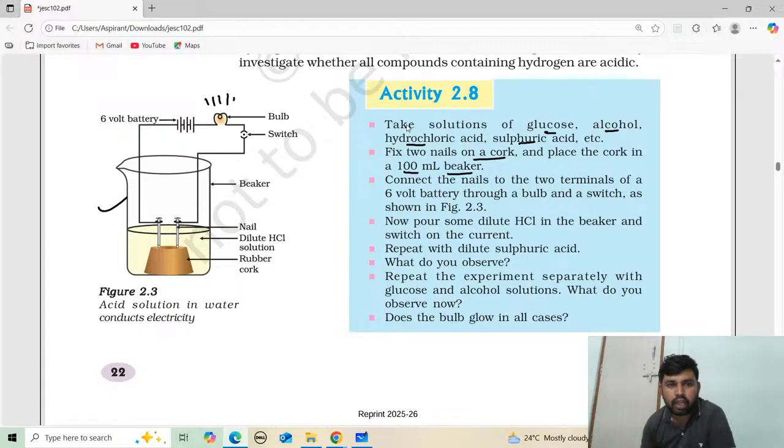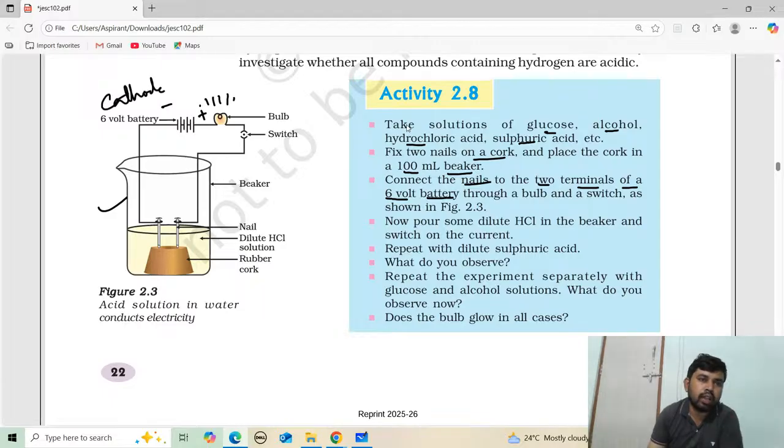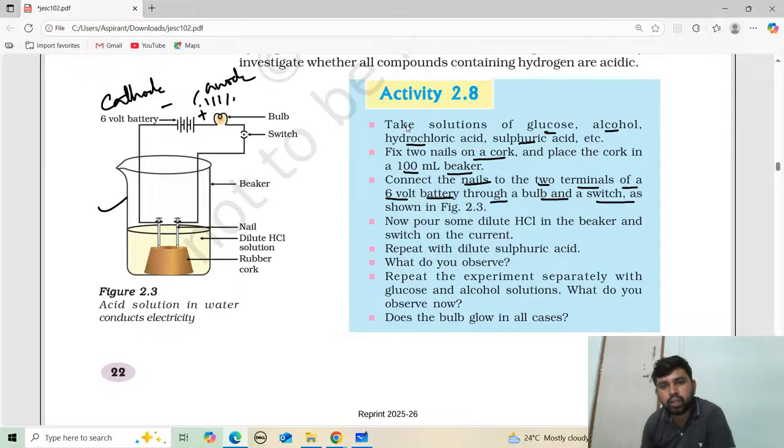The beaker is there, and in this they kept the rubber cork and connect the nails to the two terminals of the battery. A 6-volt battery should be taken. This negative terminal is called the cathode. Remember, cathode is called the negative terminal, and this positive terminal is called the anode. Try to understand here. This is connected through the bulb and switch as shown in figure 2.3.